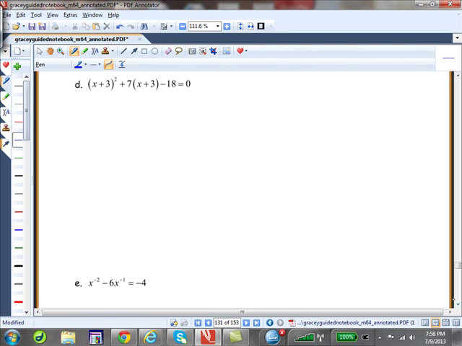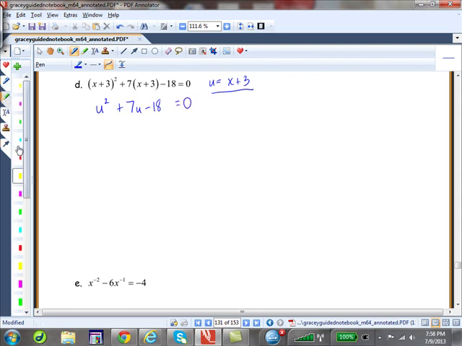So, a couple more problems. This one is kind of done up in a bow for us. Do you see we've got something squared and the same something to the 1 power? So in this case, u is just going to be x plus 3. All right? So we'll have u squared plus 7 times u minus 18 is 0.